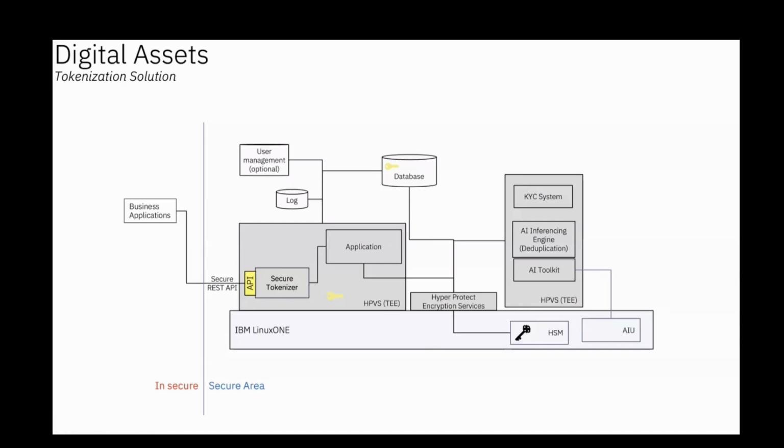You can use a simple tokenizer inside of an HPVS, which could be as simple as a UUID generator, which tokenizes information like social security numbers and then stores that in databases so that only tokenized values can be used for application processing. And we leverage the AIU on the Linux one to run inferencing. So this is another POC that is coming along, and we'll have a demo pretty soon on that one.